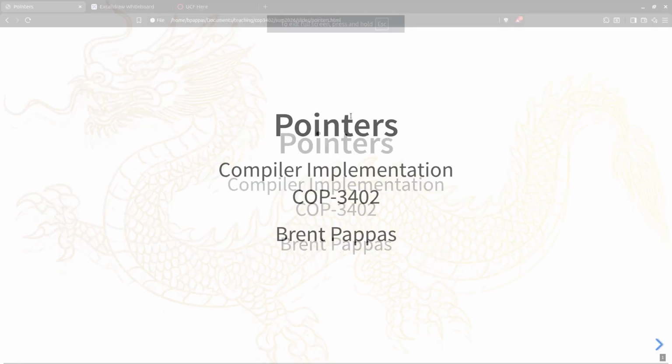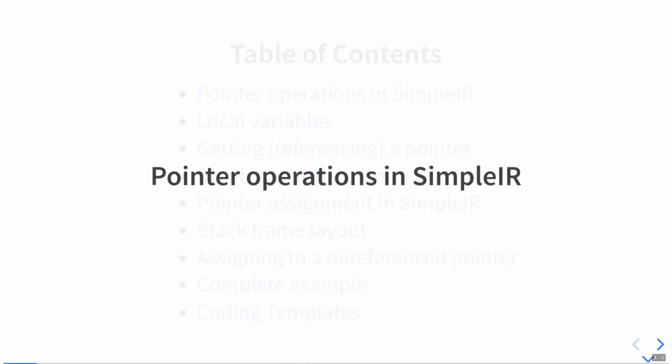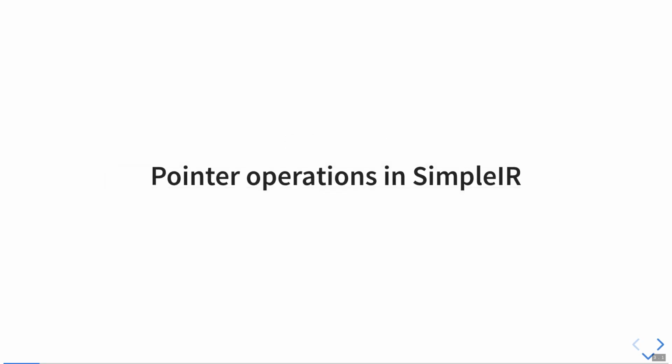So today, we'll be going over pointers. Again, how to translate pointer instructions in simple IR into the corresponding assembly code. Now we're going to be looking at just very simple pointer instructions, but I think just looking at these examples will give you the intuition as to how to translate more complex pointer instructions into assembly code as well. So there are several different pointer operations we have in simple IR.